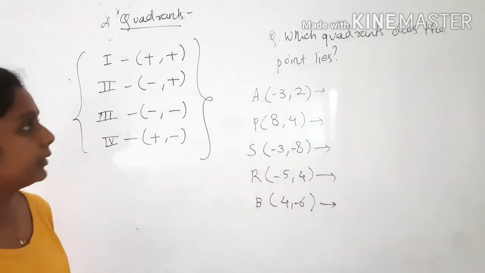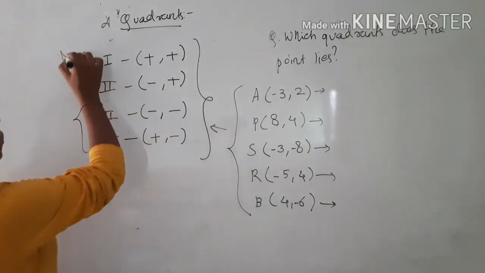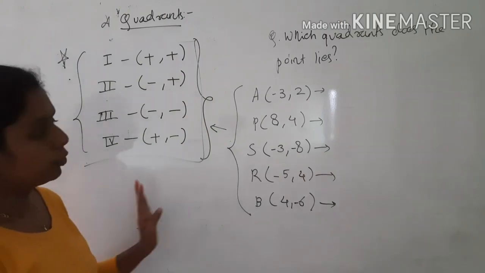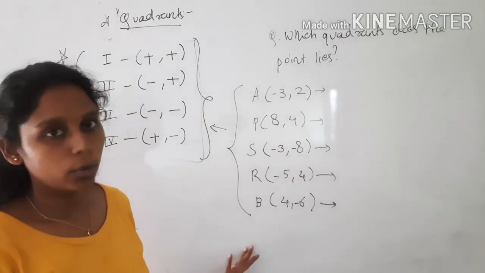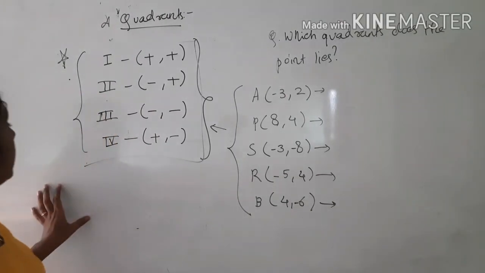Okay students, I think you will be able to plot it very easily if you know this. So this is to be noted down. If you write it down somewhere in your notebook and remember it, you can easily tell in which quadrant the following points lie. I want you to write it down.